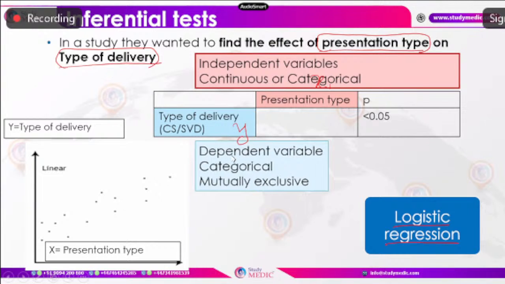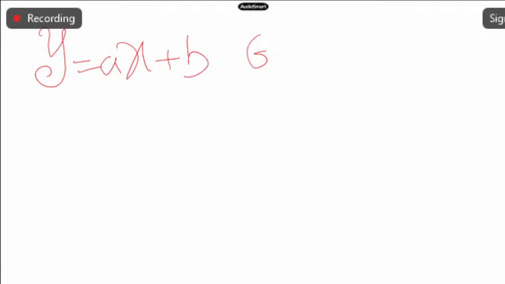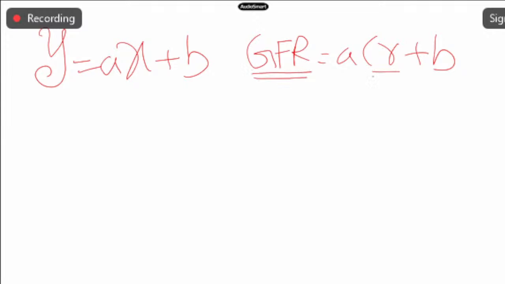So, to summarize, when do we do linear regression? y is equal to ax plus b. For example, if you want to predict GFR from creatinine, GFR is a continuous variable and there is only one independent variable. So we do simple linear regression.